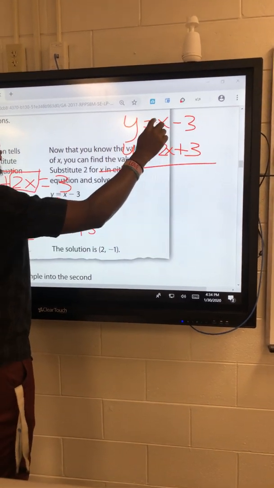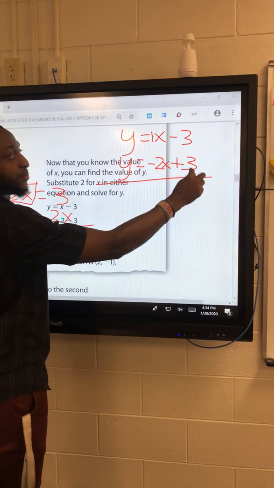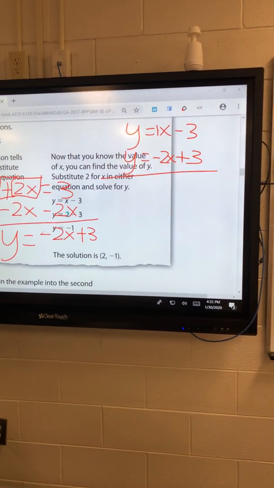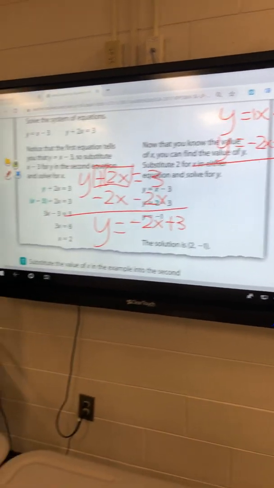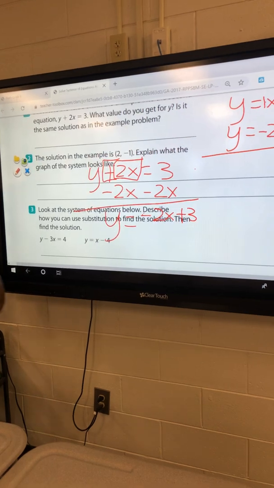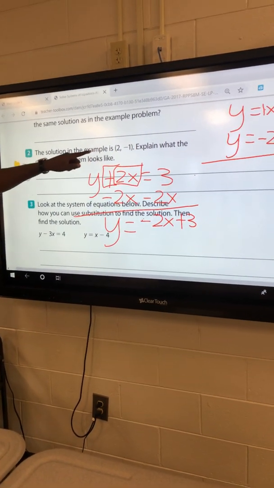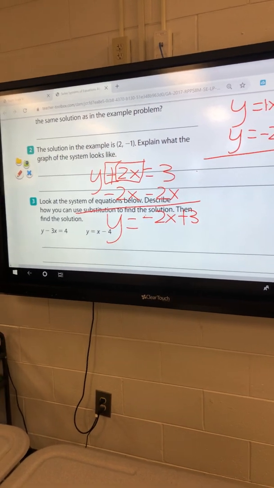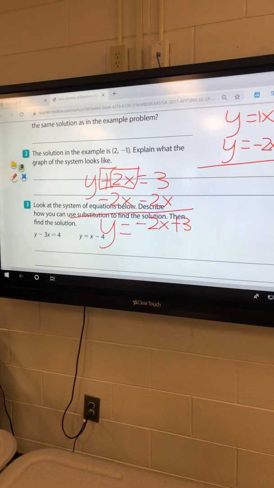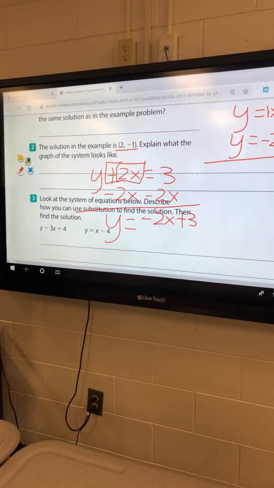Different slope, because this is a 1, and 1 and negative 2 are different. Different y-intercept, because this is a negative 3 and this is a positive 3. Different, so one solution. Okay? Because it is one solution, we know that the two lines are going to intersect. And where they intersect is the solution, which is 2, negative 1. So, explain what the graph of the system looks like. It's going to be two lines that intersect, and where they intersect is going to be 2, negative 1. So that's what you tell them for number 2.